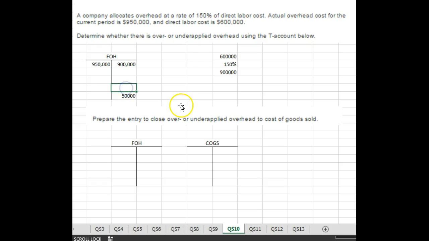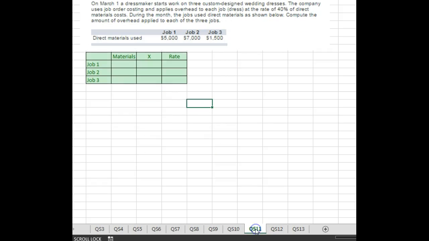So now, instead of debiting, right, I'm going to credit the factory overhead and debit cost of goods sold. That's going to increase and take care of that under-applied overhead that exists right now. Making sense? Okay, we're going to keep going.